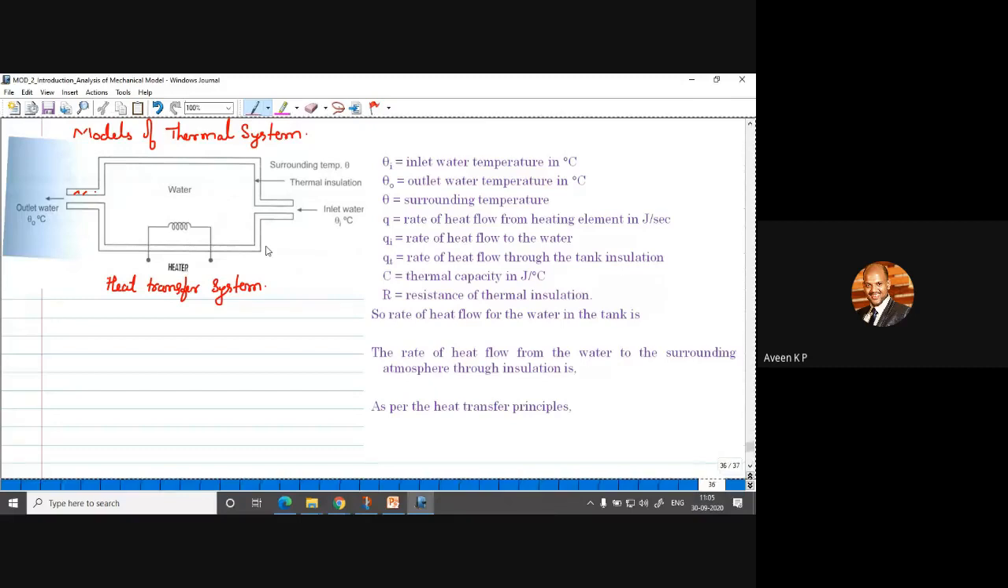In a similar way, thermal capacitance is the rate of heat storage with respect to rise in temperature. So we call that a thermal capacitance. Now first we shall consider the rate of heat flow for the water tank. The rate of heat flow is Qi, and it is given by Qi is equal to C into d theta naught by dt.